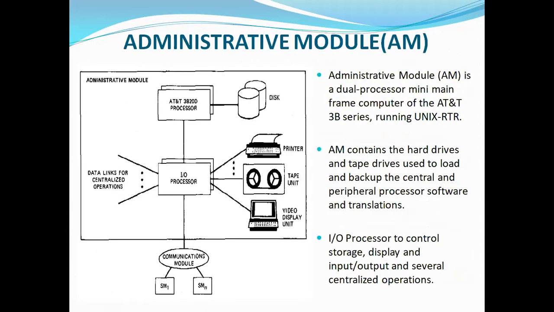The function of the administrative unit is all the software upgrades, then translation, and then the dual processor system. It has dual processors: one is in running condition, another is in standby condition, so that there is no chance of interruptions. And all other displaying and storing of data, except billing information, can be handled by these administrative units.